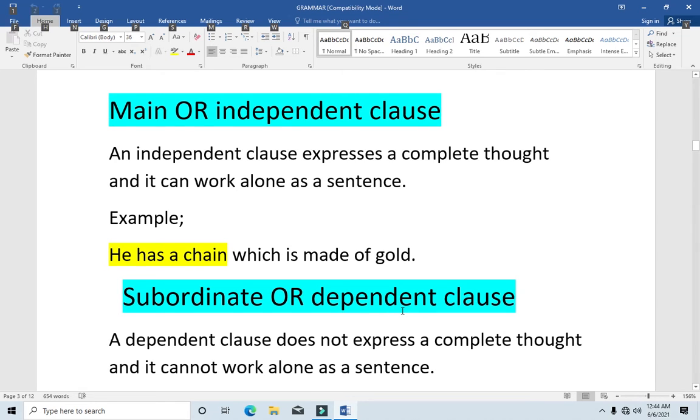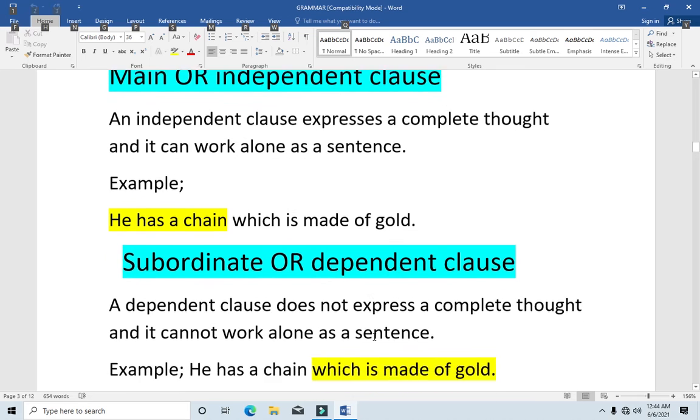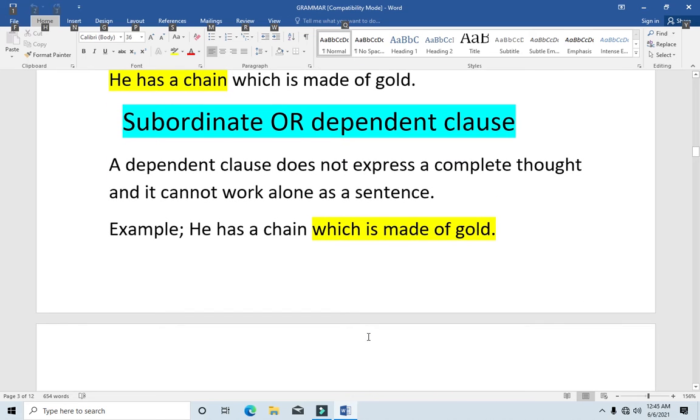So the first one is main or independent clause. Definition: an independent clause expresses a complete thought and it can work alone as a sentence. For example, he has a chain which is made of gold. In this example, he has a chain is an independent clause because it expresses a complete thought and can work alone as a sentence.